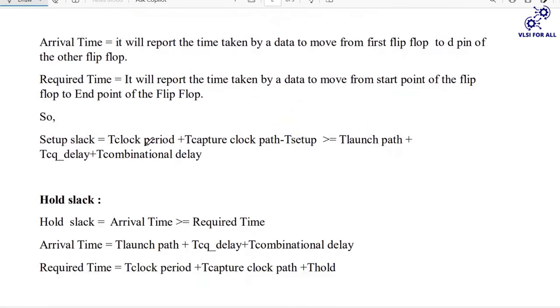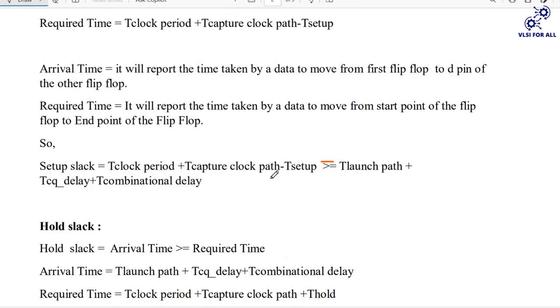So setup slack: T clock period plus capture clock path minus setup time is greater than or equal to T launch path plus TCQ delay plus combinational delay. This is setup. So it is a formula: T clock period plus capture clock path minus setup, minus T launch path plus TCQ delay plus combinational delay. It is the setup slack equation.